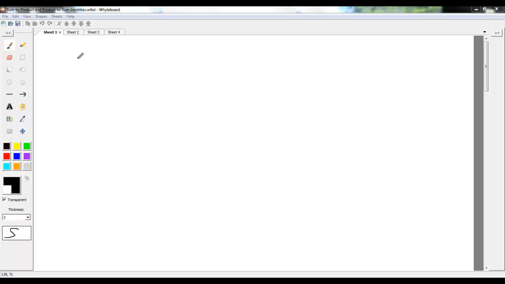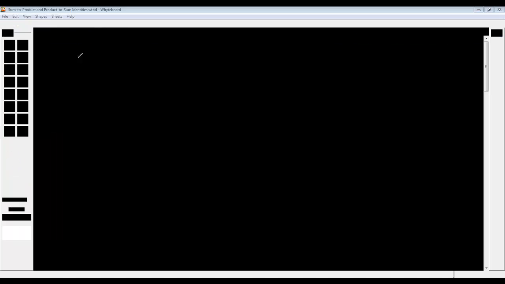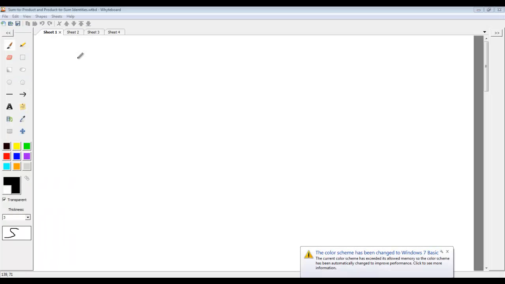Hello, welcome back to our last installment of trig identities. We are going to look at the product to sum and sum to product identities today, and these are the last of those fundamental ones that you see on your worksheet and so forth.